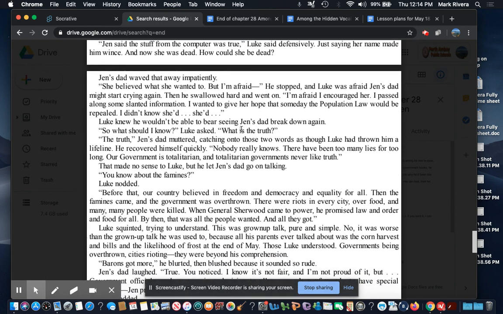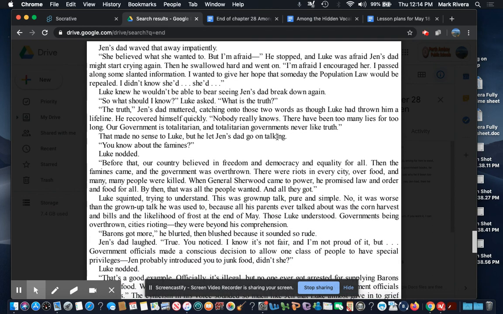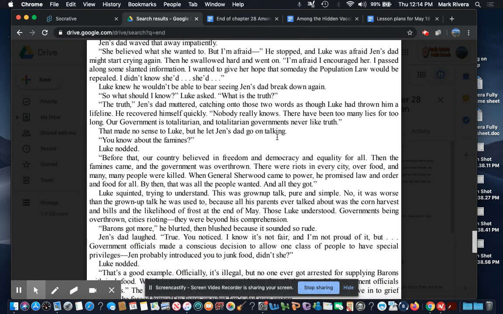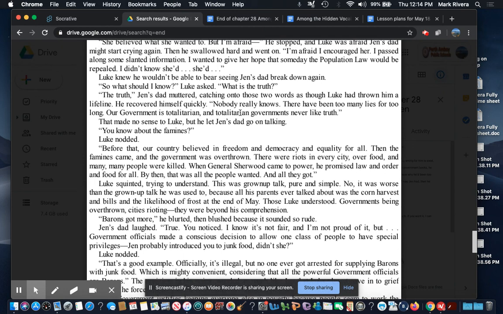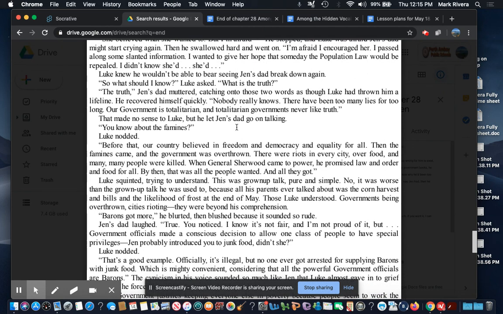How could she be dead? Jen's dad waved that away impatiently. "She believed what she wanted to, but I'm afraid..." He stopped, and Luke was afraid Jen's dad might start crying again. Then he swallowed hard and went on. "I'm afraid I encouraged her. I passed along some slanted information. I wanted to give her hope that someday the population law would be repealed. I didn't know she'd..." Luke knew he wouldn't be able to spare seeing Jen's dad break down again.